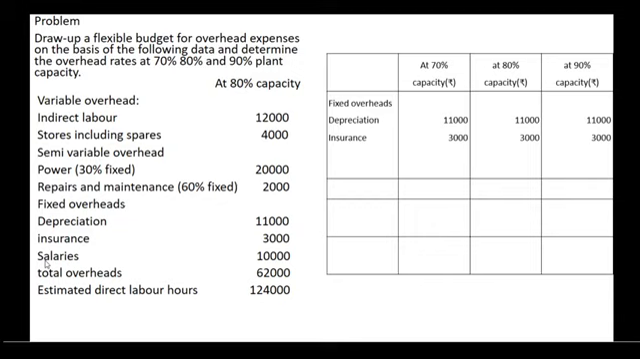And another one, that is the salaries. The salaries are rupees 10,000 at 80% capacity. Salaries 10,000, and under the 70% and the 90% it is also 10,000 and 10,000. So now we take the total overheads. The total overheads under the 80% capacity is 62,000.